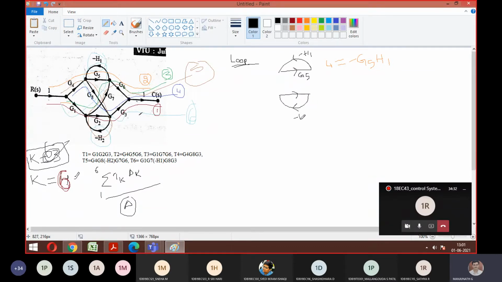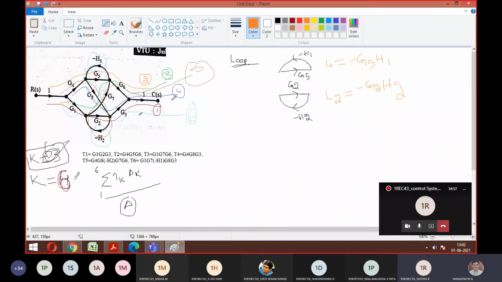Okay, so minus H2 and you have G2. These two I think everyone can identify by seeing the diagram. So apart from this, how many do you have is the question. Loop 2. And here also we follow the same procedure as for the forward path. You told 4, Satya. Let me know which are the 2 more here.